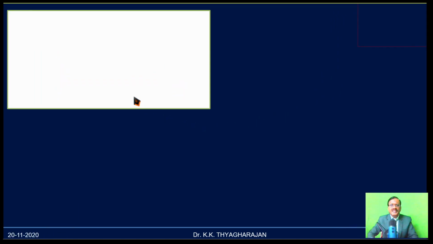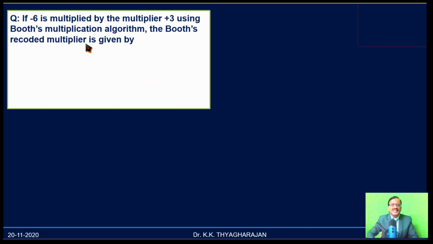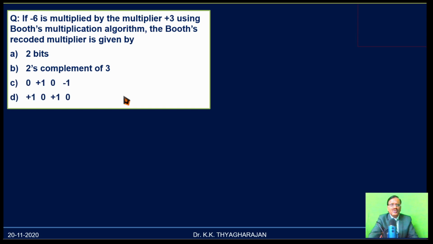Now let us see some more questions. If minus 6 is multiplied by the multiplier plus 3 using Booth's multiplication algorithm, the Booth's recoded multiplier is given by, let us see the options. 2 bits, 2's complement of 3, 0 plus 1, 0 minus 1, plus 1, 0 plus 1, 0. Anyway, you should clearly understand the question.